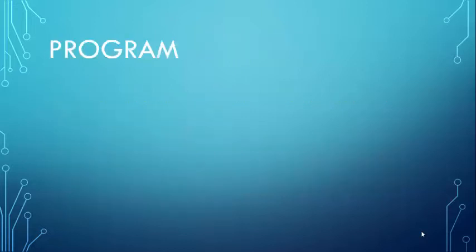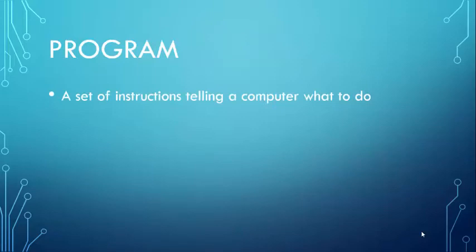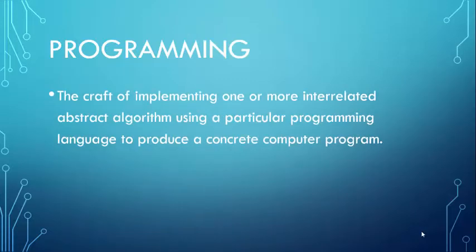So what is a program? A program is a set of instructions telling a computer what to do or how to behave. Programming is the craft of implementing one or more interrelated abstract algorithms using a particular programming language to produce a concrete computer.